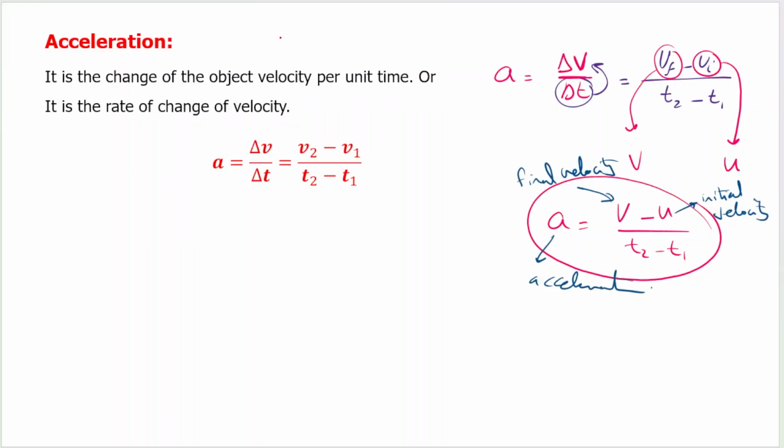So what's meant by acceleration? Acceleration is the change in the object's velocity in one second, or per unit time. It is the rate of change of velocity. Rate means something divided by time. So the change in velocity divided by the change in time gives acceleration, which is equal to final velocity minus initial velocity, divided by final time minus initial time.